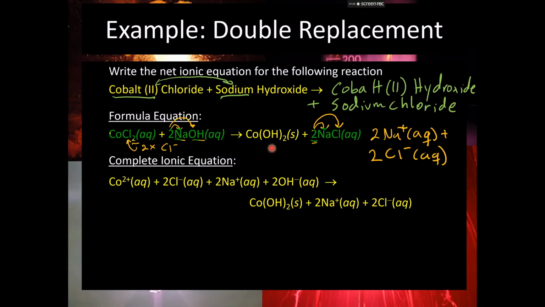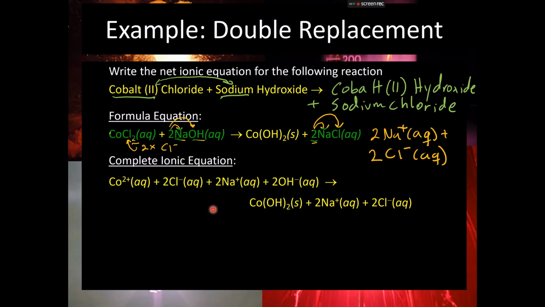And then on the other side, the Co(OH)2 solid, because it's solid, is going to stay together. Notice, we write it exactly how it is. We do not put charges. We do not separate things. We write it exactly how it is because it's solid. And then the sodium chloride, which is also aqueous, we're going to separate into 2Na+ and 2Cl- because of that coefficient. That gets distributed to both.